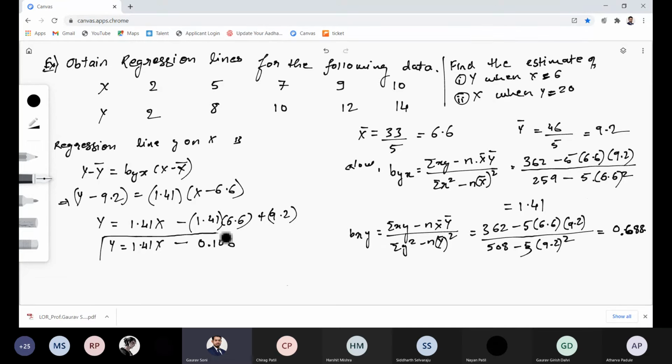So now estimate of y when x is given. So when x is equal to 6, then y will become 6 into 1.41 minus 0.106, which is 8.35.